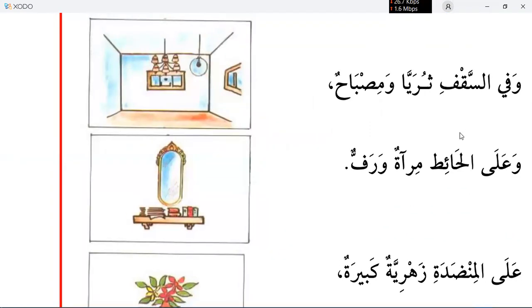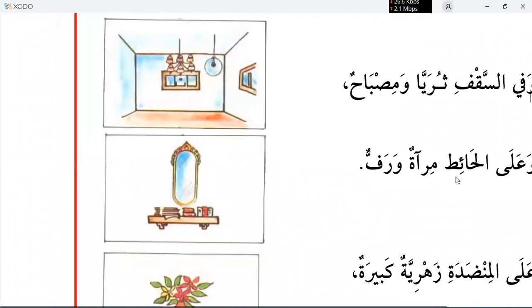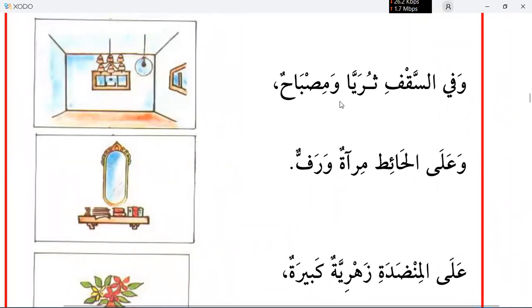وفي السقف ثريا ومصباح. وفي السقف, and on the roof. ثريا, chandelier. ومصباح, and bulb, light. وعلى الحائط, and on the wall. مرآة, a mirror. ورف, and a rack. On the roof there is a chandelier and a bulb. And on the wall there is a mirror and the rack.